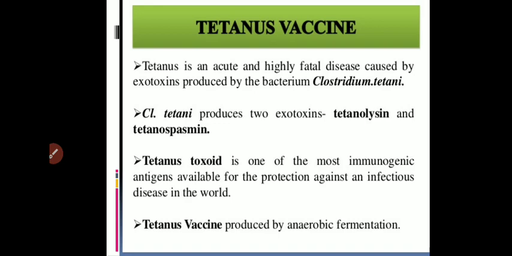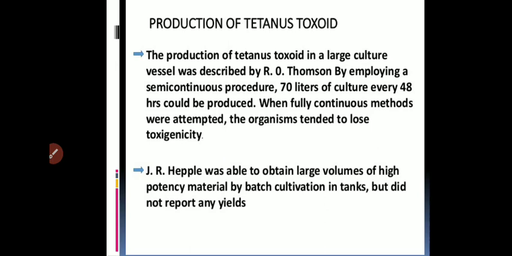This tetanus toxoid, or tetanus vaccine, is produced by the anaerobic fermentation process. So we will start with the production of tetanus toxoid. It was produced for the first time by the scientist R.O. Thomas, and he used a semi-continuous fermentation process for the production of tetanus vaccine.